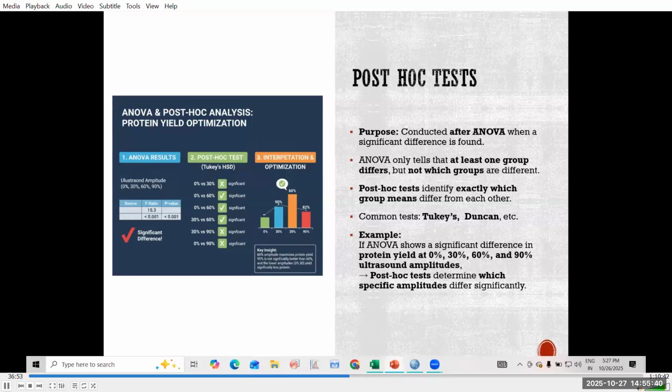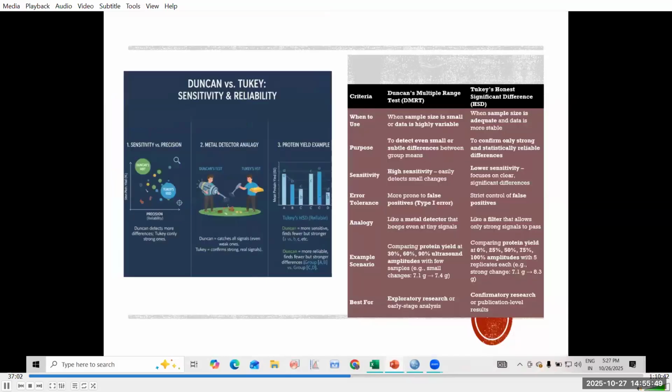There are two types of post-hoc test. One is Tukey's test and another is the Duncan test. First, we'll see both types of post-hoc test, then I'll compare them with the help of the SPSS software. Let's understand this comparison in simpler terms. The Duncan test is more sensitive and detects even smaller differences. It is useful for exploratory work when you don't want to miss any subtle effects. But Tukey's test is stricter and confirms only the strong and reliable differences between the groups.